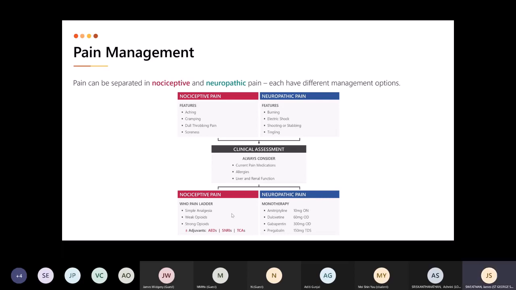So in terms of clinical assessment that you would do, always think about what pain medications they're already on, what allergies they have, because almost everyone will tell you they're allergic to morphine, it makes them vomit. And liver and renal function as well, because some of these drugs will affect their renal function and their liver function. And then nociceptive pain is the stuff that you know about. So it's the WHO pain ladder. So you just climb up that pain ladder until you start controlling their pain.